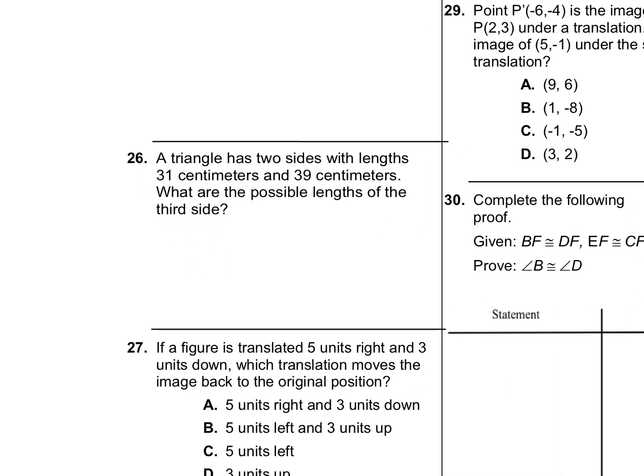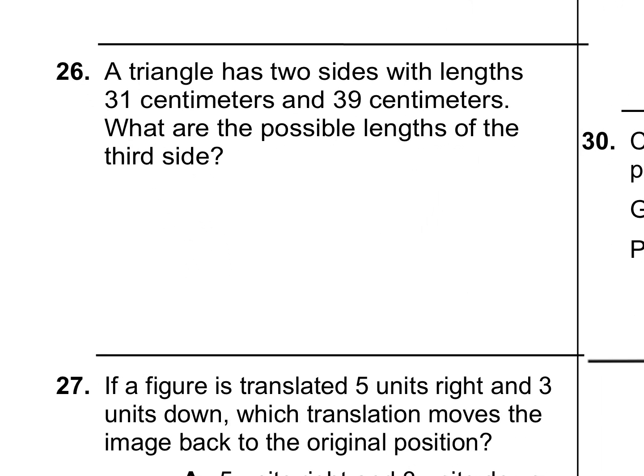Skip 25 for now. I'll come back to it. We're moving on to number 26. It says a triangle has 2 sides with lengths 31 centimeters and 39 centimeters. What are the possible lengths of the third side? Again, when you see the term range or possible lengths, what are you going to write your answer as? Inequality.